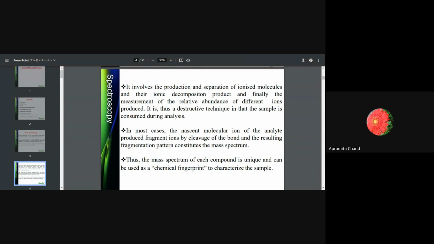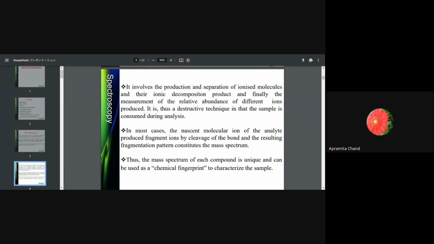It involves the production and separation of ionized molecules and their ionic decomposition products. And finally, the measurement of the relative abundance of the different ions that can be produced. So it is a destructive technique because the sample is consumed during analysis. आपको sample नहीं मिल सकता after the analysis is completed.